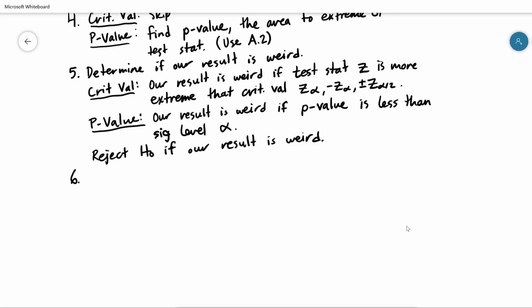Once we've decided whether or not we're going to keep that null hypothesis, we state our conclusions in plain English. Again, no statistical jargon, no weird terms. Shouldn't be talking about a p-value or a null hypothesis or anything in this sentence. It should be a plain English sentence that anybody would be able to understand. So let's do an example of one of these.